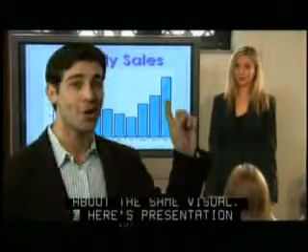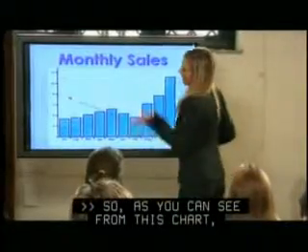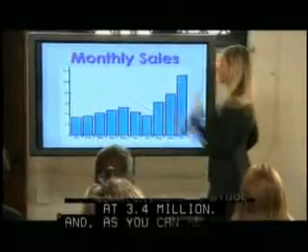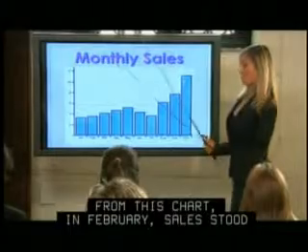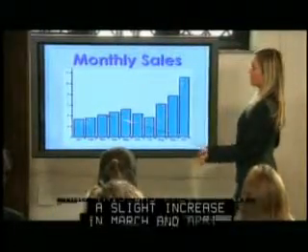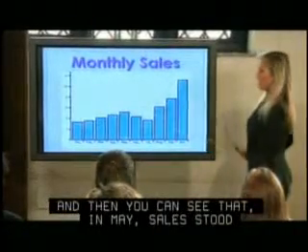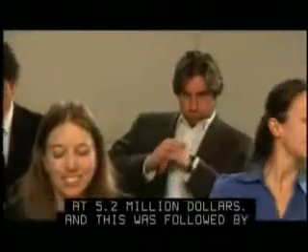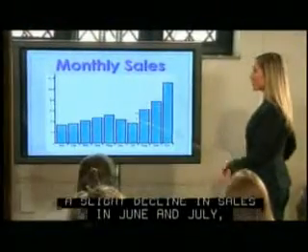Here's presentation number 1. So, as you can see from this chart, in January, sales stood at $3.4 million. And as you can also see from this chart, in February, sales stood at $3.7 million. And this was followed by a slight increase in March and April. And then you could see that in May, sales stood at $5.2 million.